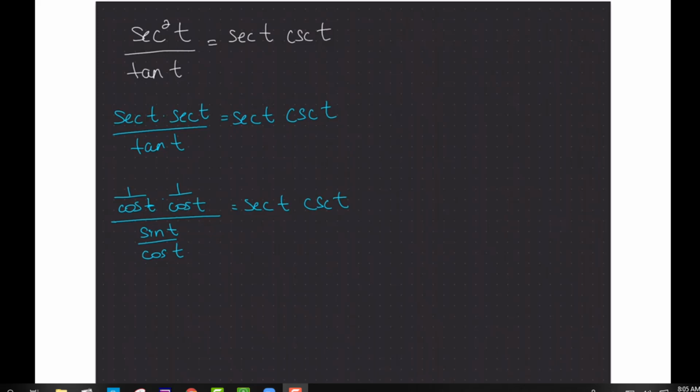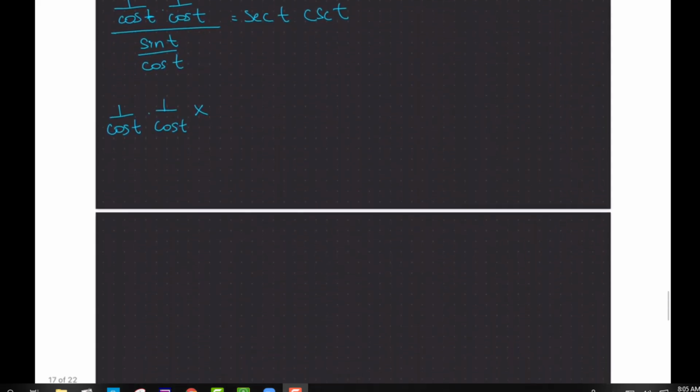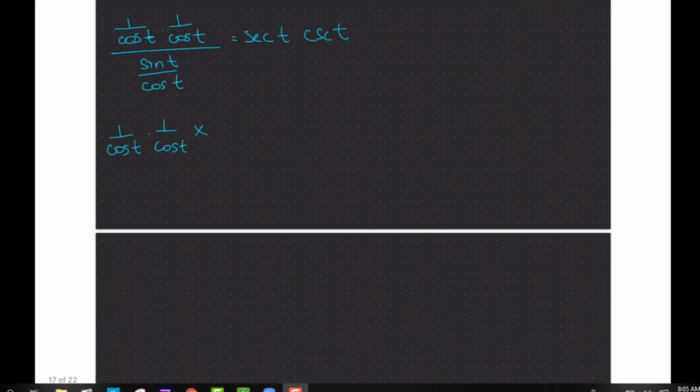Yeah, what was it? Yeah, multiply by the reciprocal, right? Get rid of those two fractions being divided. So we have 1 over cosine, I almost said cost, sorry, over 1 over cosine of t. Now I'm just going to put a big old times there. And then the reciprocal is going to be cosine of t over sine of t, right?